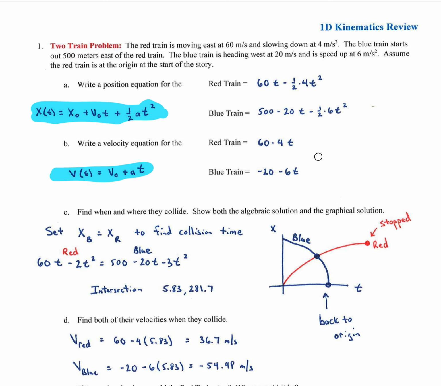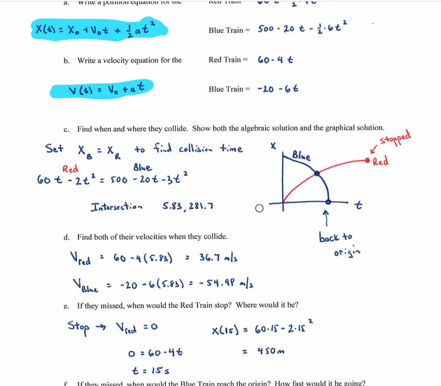So find when and where they collide. Collision is really just setting their positions equal to each other. When the X part of the blue and the X part of the red are the same, that just means they're at the same location at the same time. That means they've collided. So from an algebra point of view, I just wrote this equation, and then you could solve this using the quadratic formula.